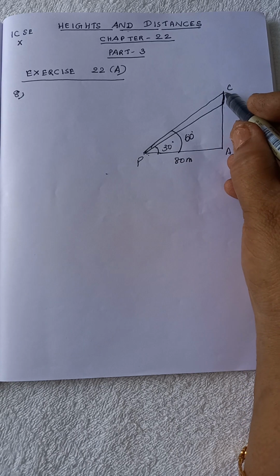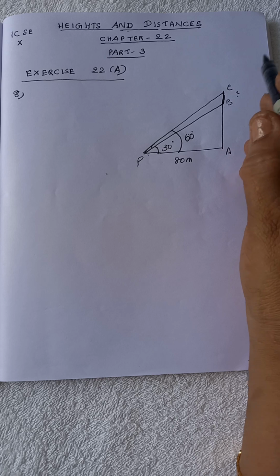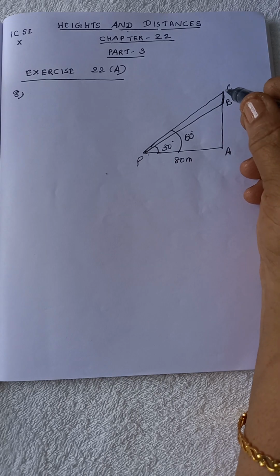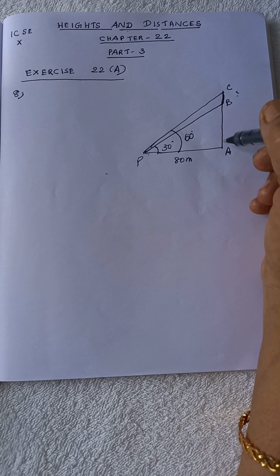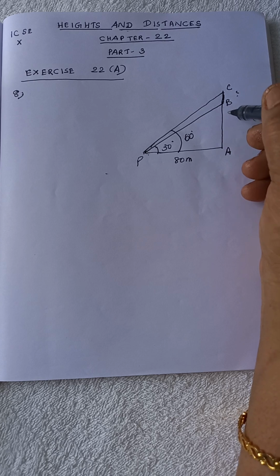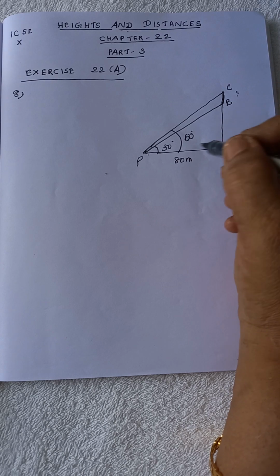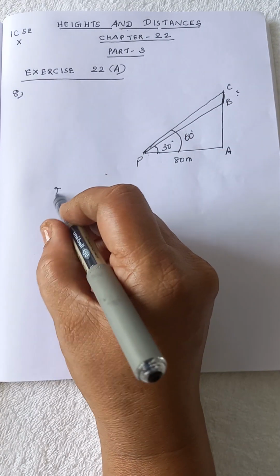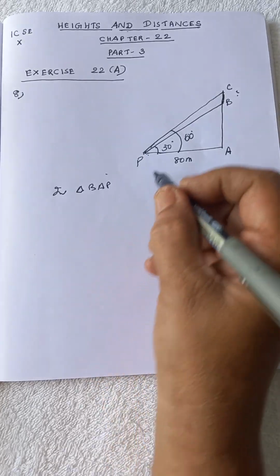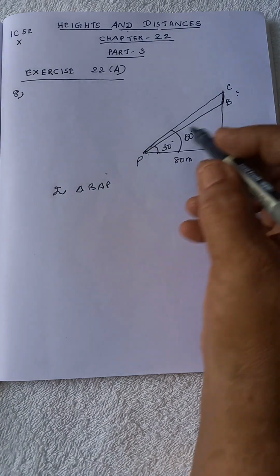Then how much higher must the tower be raised? That's the question. That is, we have to find out BC. In order to get BC, we want to find out AC, then AB, so that AC minus AB will give you BC. So let us take triangle BAP at first. So we can write in triangle BAP, let's take tan 30 so that this side we can get.